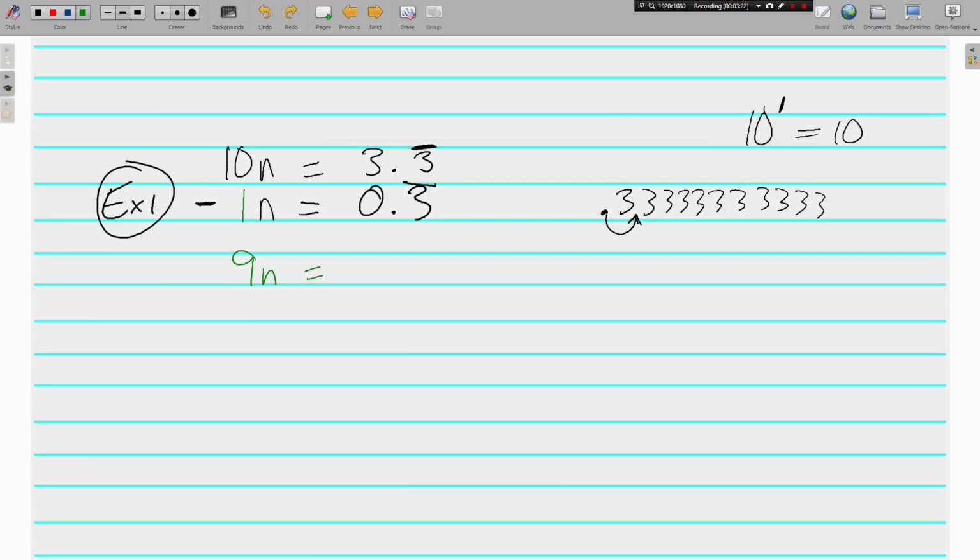And on the right side, these 3 repeatings are going to cancel out because they're subtracting. 3 repeating minus 3 repeating, nothing. Anything minus itself is 0. But we still have the 3 minus 0, which is 3. And then to get n by itself, we're going to divide both sides by 9, and we end up with n is equal to 1/3, which we already knew. We knew that 1/3 is 0.3 repeating, but now we know mathematically how to convert that repeating decimal back into a fraction.